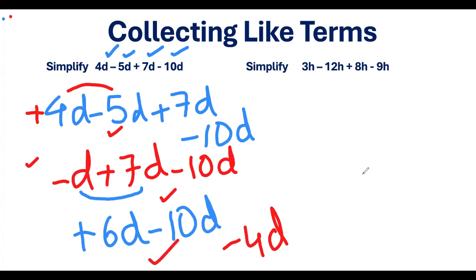Next, this question. 3h minus 12h plus 8h minus 9h. They are like terms. All have the same variable h, so they all are like. Let's start solving. 3h minus 12h.